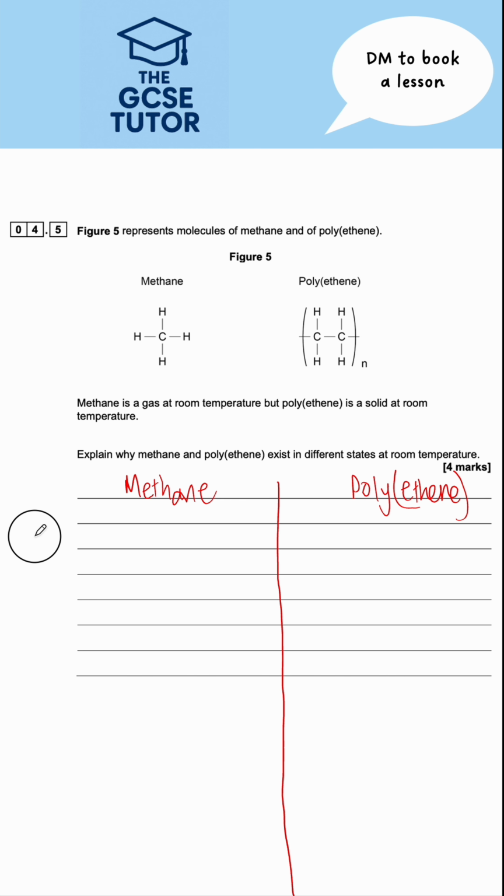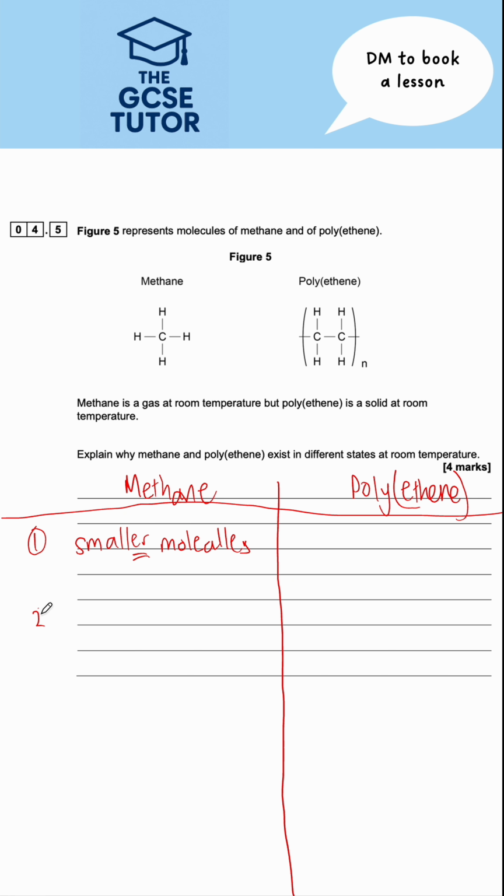So if we look at the methane one, the first mark comes from saying that methane has smaller molecules. And notice how I said smaller. Because even though I'm only talking about methane, we need to be comparing both of them. If you only talk about methane without this comparative language, you're not going to score all the marks.